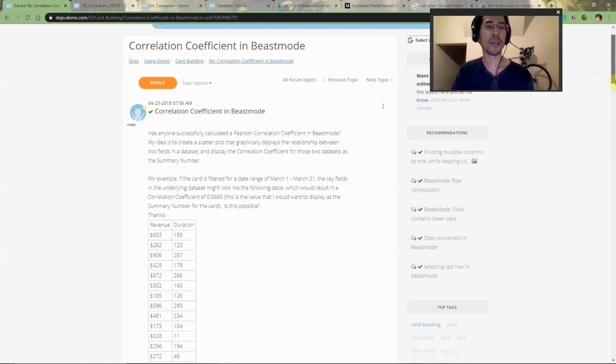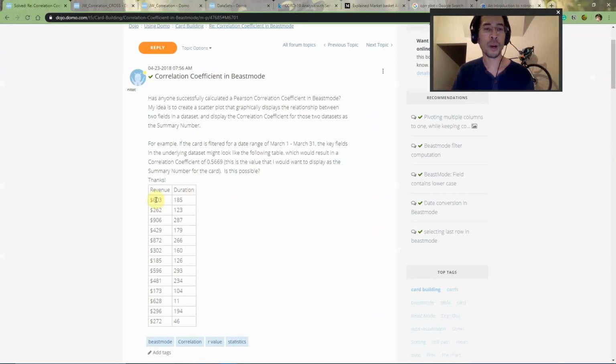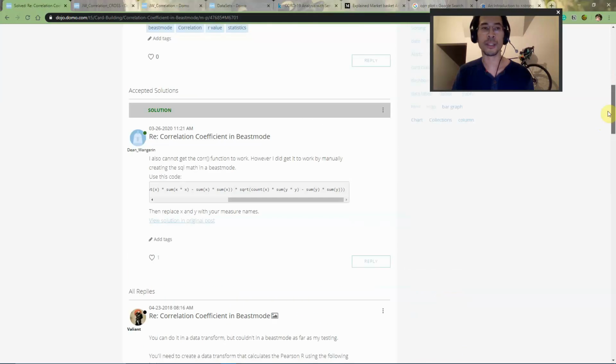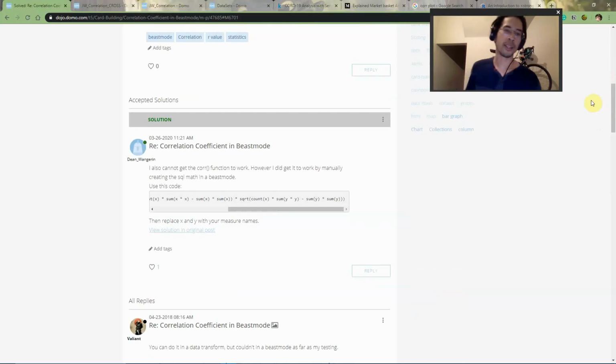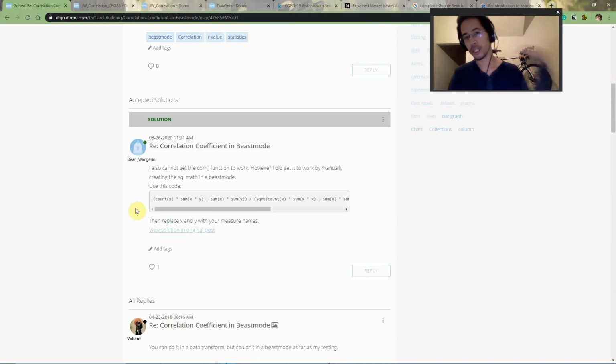He's saying, how do I calculate how strong a relationship there is between revenue and duration? Now, our man Dean Wagnerin said he couldn't use a standard SQL function called correlation, and instead he calculated the math by hand. How cool is that? I'm not a statistician. I don't know if this is right, wrong, or indifferent. I'm going to assume that his math is right.